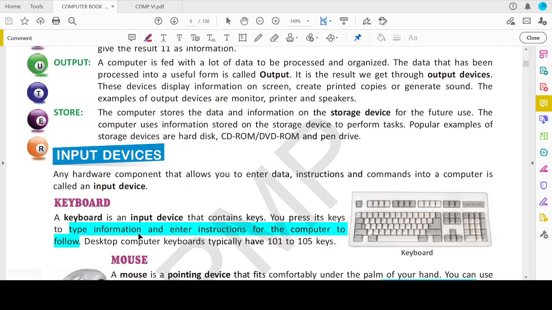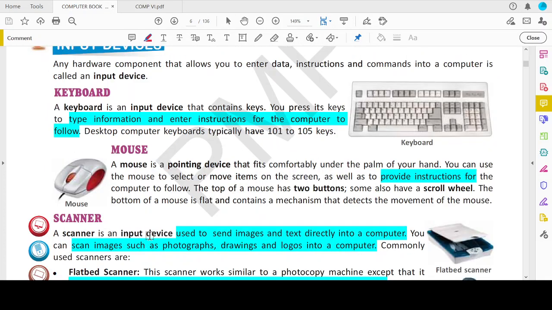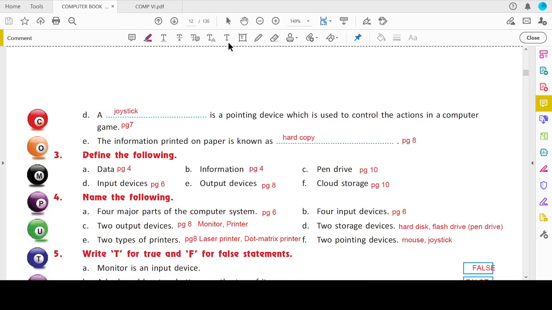Okay? Examples are keyboard, mouse, and output devices. Any hardware that conveys information, processed data, that is information, to us is called an output device. Like the monitor, the printer or a projector are called output devices. So if you go to the respective page numbers that are marked, you will get the answers.